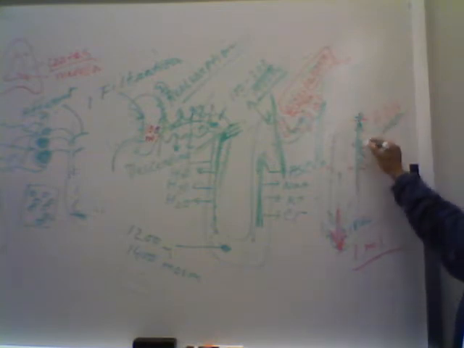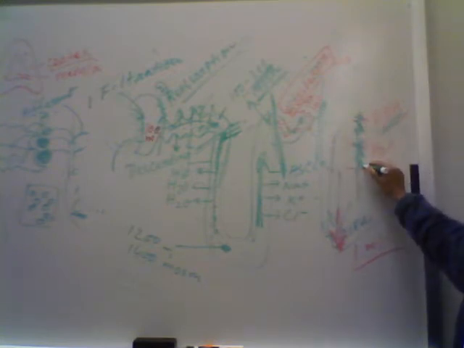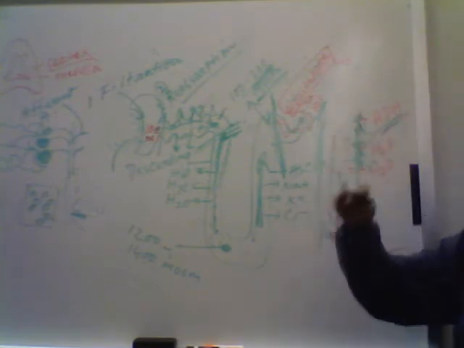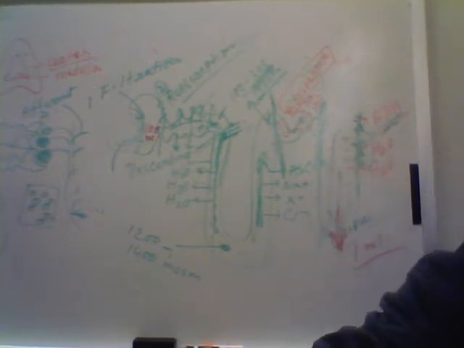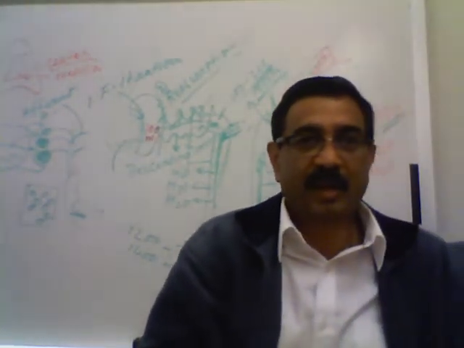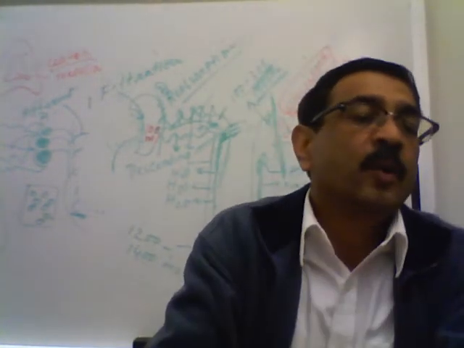Okay. So if I can block the action of ADH on the collecting duct, then what will happen? Water will not be reabsorbed, right? So water will get out. Blood volume will go down, right? Blood pressure will go down. So this is one way we regulate or decrease the blood pressure in hypertension or high blood pressure. Okay. What medication would do that?